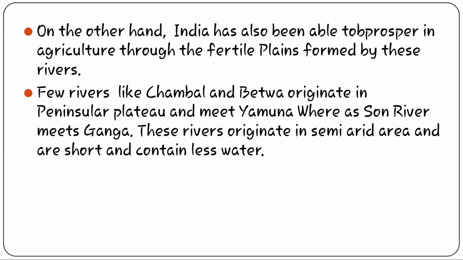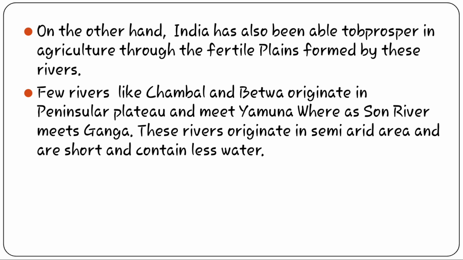These rivers originate in semi-arid areas and are short and contain less water. Here you should remember one thing, the positive and negative aspects of the Ganga river system. As several rivers meet Ganga and form the Ganga river system, all these rivers contain a very large volume of water. Hence, the northern plain experiences flood almost every year. These floods cause a heavy loss of life and property in some areas.